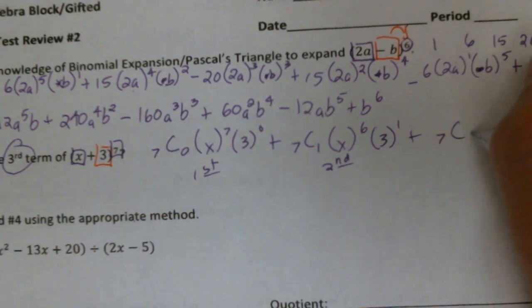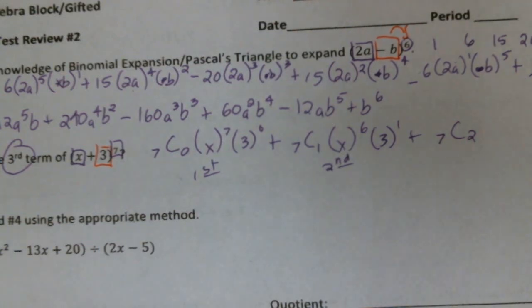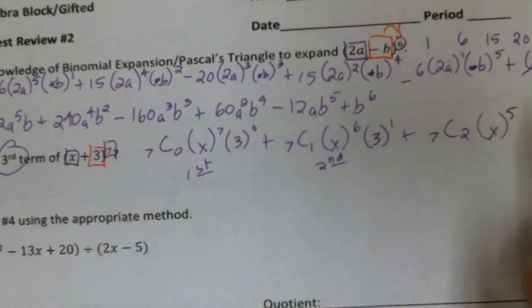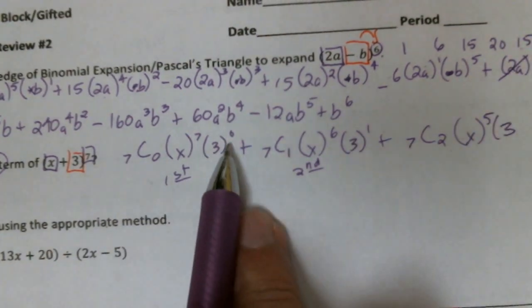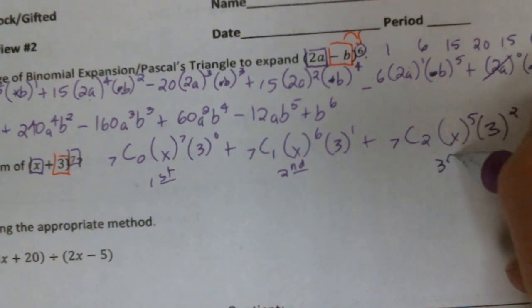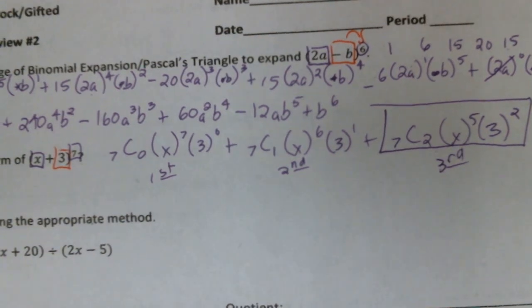This is going to be 7 choose 2. 0, 1, 2. And now it's going to be the x raised to the 7, 6, 5. And then the 3 is going to be raised to the 0, 1, 2. This is the third term. This is all I care about. How do I simplify this third term?